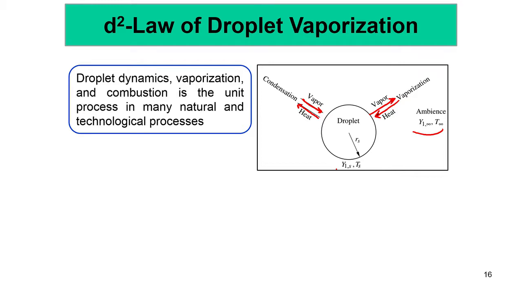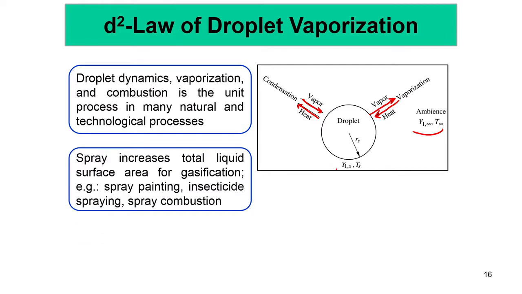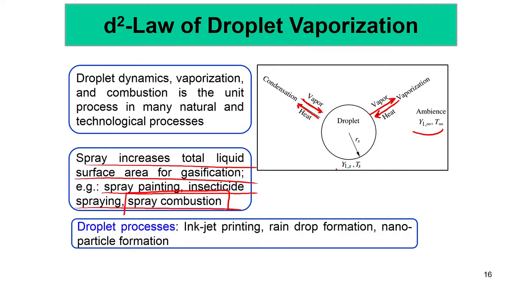So, as we said, droplet dynamics, vaporization and combustion are unique processes in many natural and technological applications. It is not only this, but also spray drying and cooling. All this droplet evaporation is a very important phenomenon that needs to be understood. So, why do we have a spray? Because spray increases the total liquid surface area for gasification. For example, spray painting, insecticide spraying, and spray combustion, which is a process of interest in an air breathing aero engine. Droplet processes also include inkjet printing, raindrop formation, nanoparticle formation, and there are different things involved in droplet processes.